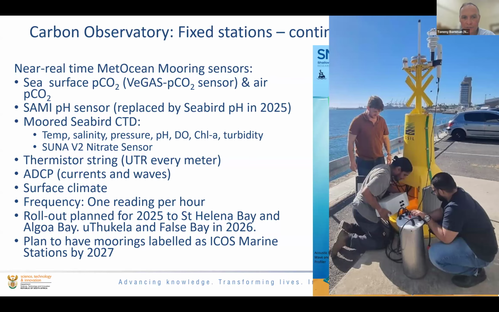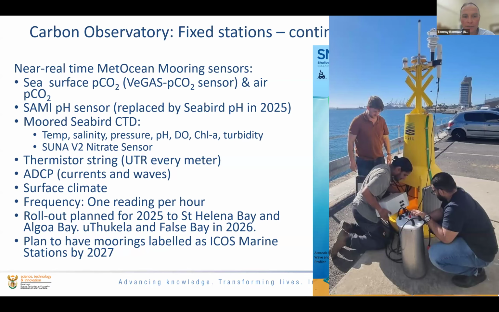Then it'll have a thermistor string with a UTR. I say every meter, but it's probably more likely going to be between 1 and 3 meters. It'll have an ADCP on the bottom measuring currents and waves. It'll have a surface climate module at the top measuring rainfall, wind, etc. And the frequency of data collection will be once every hour.